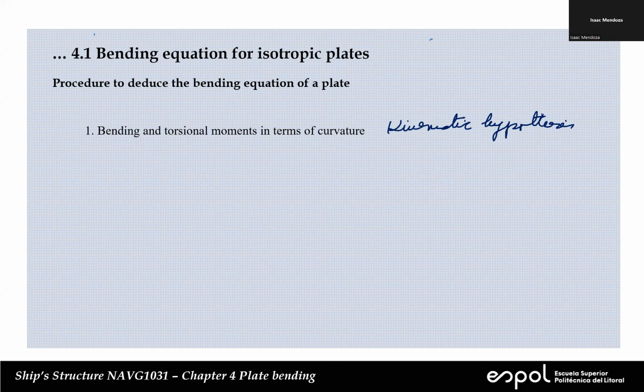And that will allow us to describe the strains with a very simple relation. Then we assume that the stresses follow Hooke's law, so the stresses will follow a linear relationship in the thickness. That's the result of this kinematic hypothesis. That will allow us to relate moments with curvatures. Curvatures, second derivatives. That's the first step.